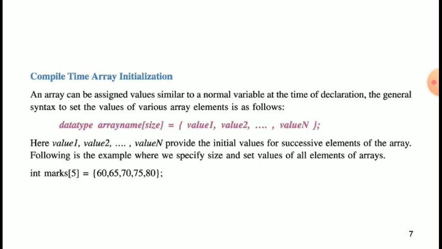Following is the example where we specify size and set values of all elements of arrays. Example, int marks[5]. That means int, that is a data type, marks is an array name, 5 is a size, and then equals to curly brackets 60, 65, 70, 75 and 80, that is 5 marks, and end of the curly bracket, that is the values. So that is compile time array initializations.